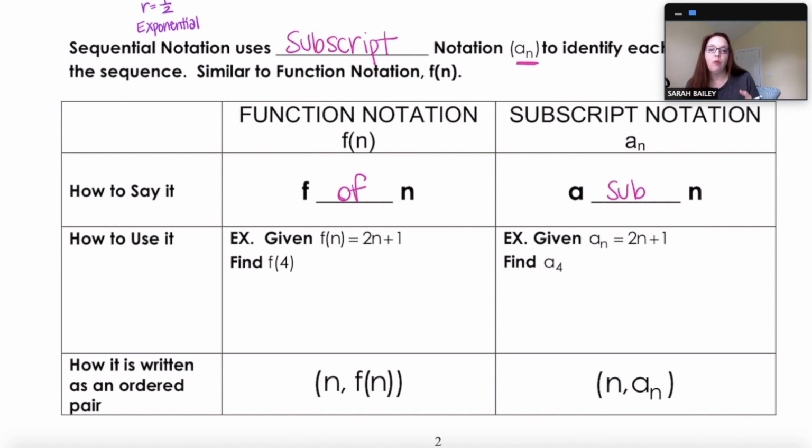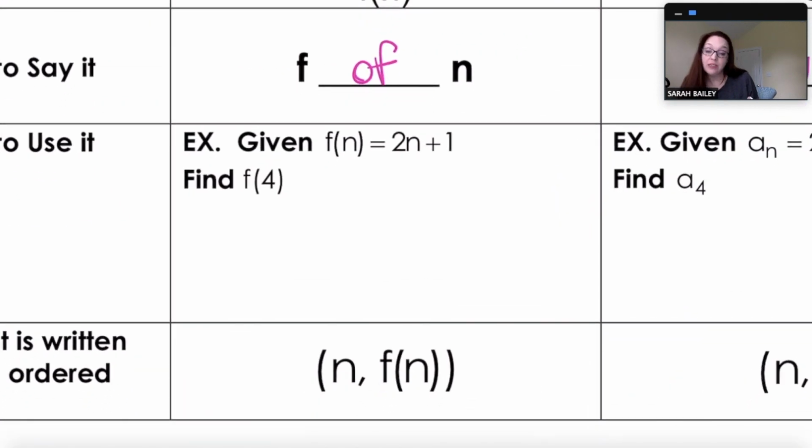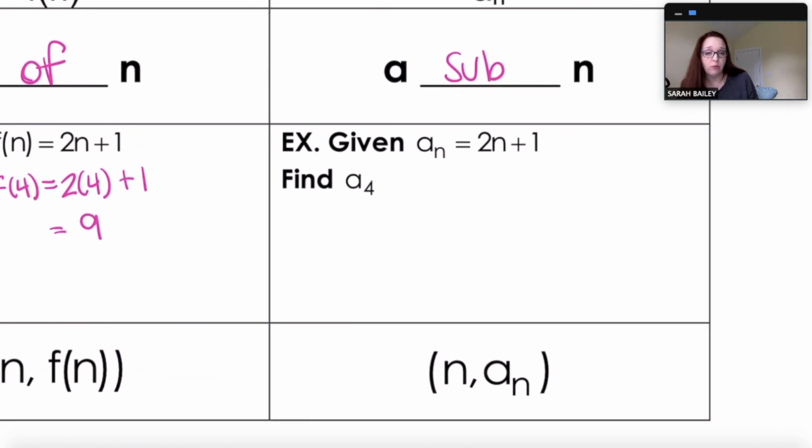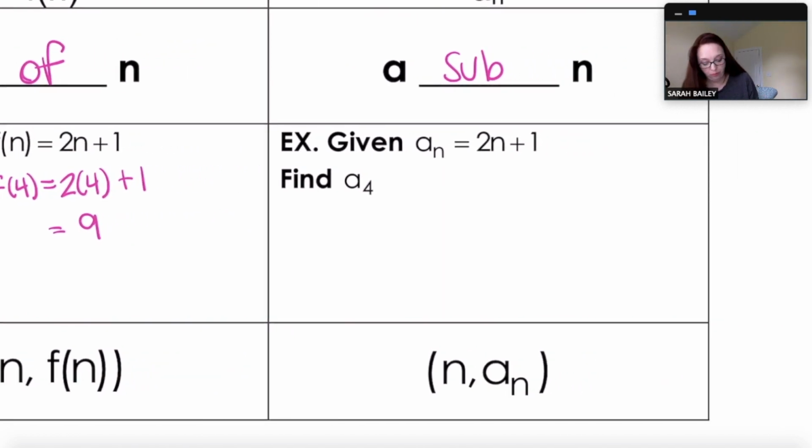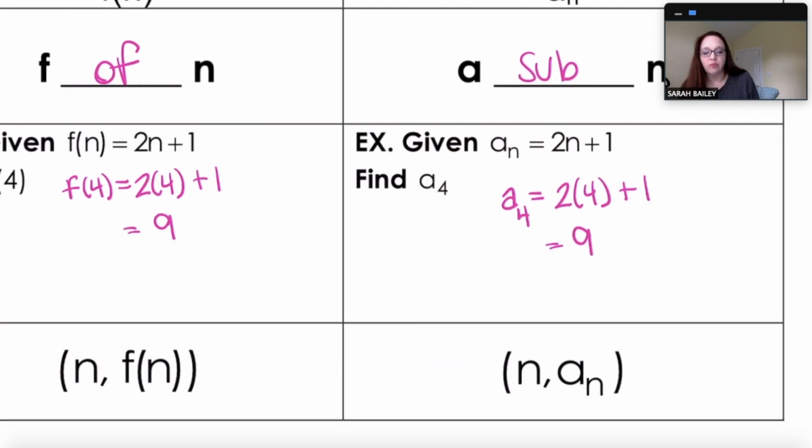So, for example, if we're given f of n is equal to 2n plus 1, find f of 4. We already practiced this in a previous unit on functions. But when we're finding f of 4, that's going to be 2 times 4 plus 1. So that would be 9. If we were using subscript notation and wanted to find a sub 4, a sub 4 is going to be 2 times 4 plus 1. It's just a slight difference. Still 9.